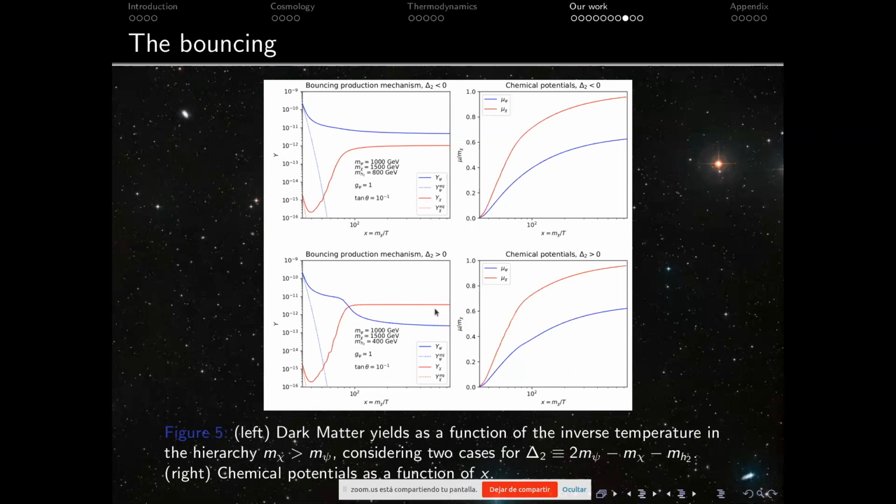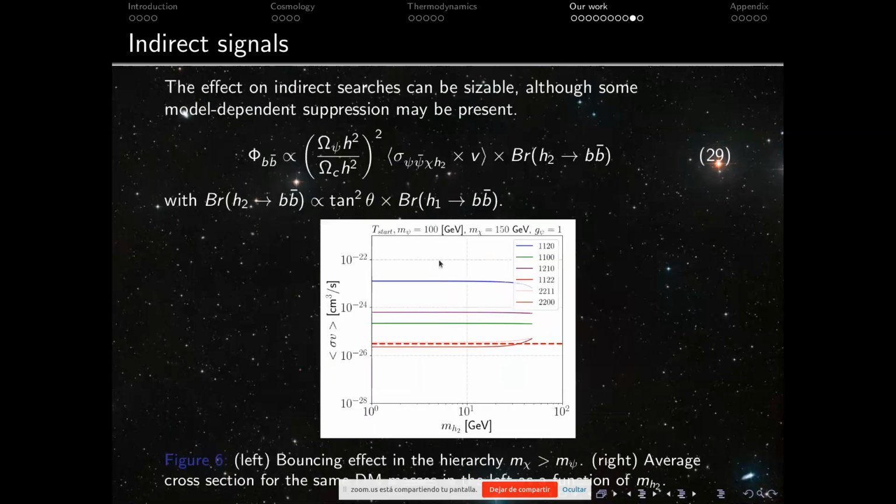So you expect one or two orders of magnitude of suppression in the abundance of the fermion. And here this is squared, because you have two dark matter particles annihilating today. So this is an additional suppression that you normally expect.